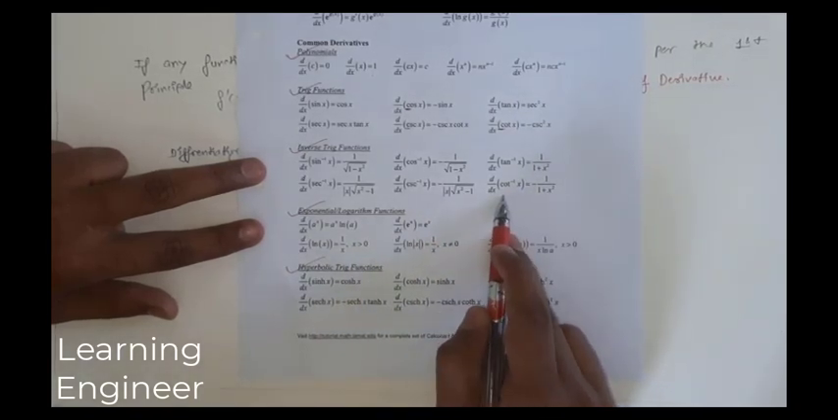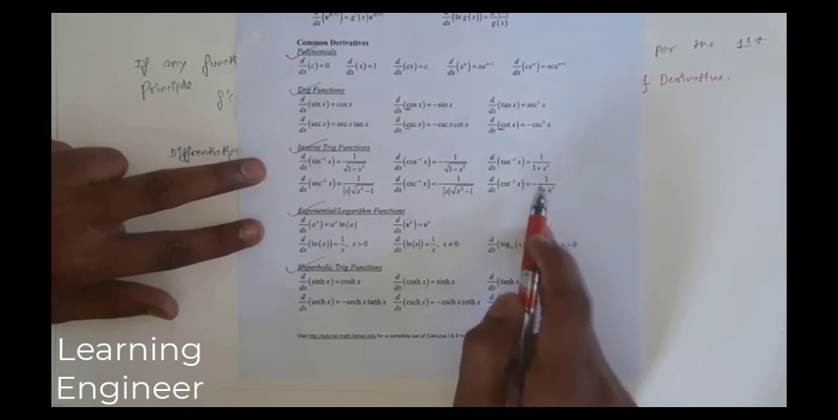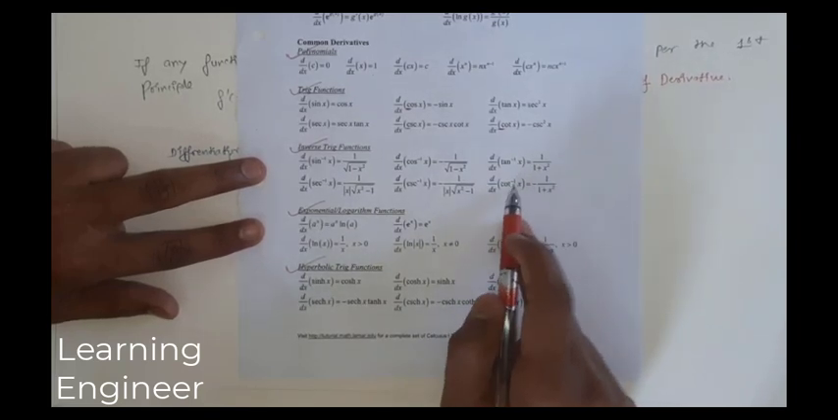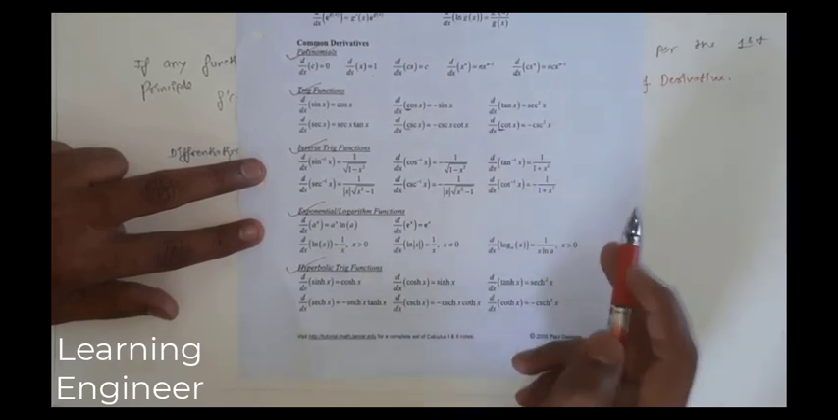Similarly, what will the cot inverse derivative be? Simply we have to put a minus sign. The tan inverse derivative is this much, and the cot inverse derivative is this same thing but with a minus sign.